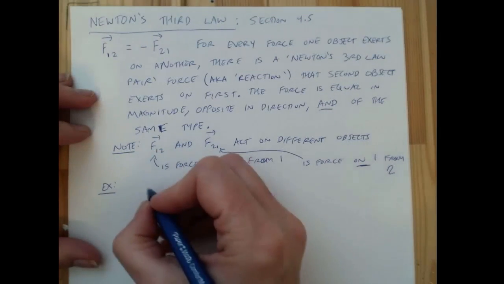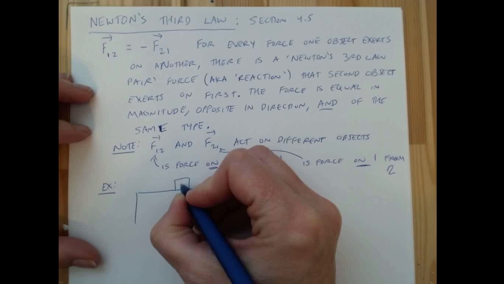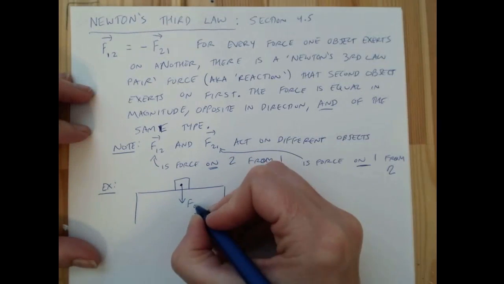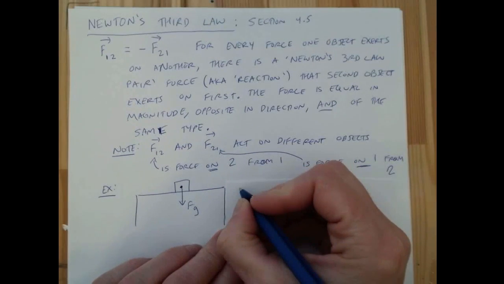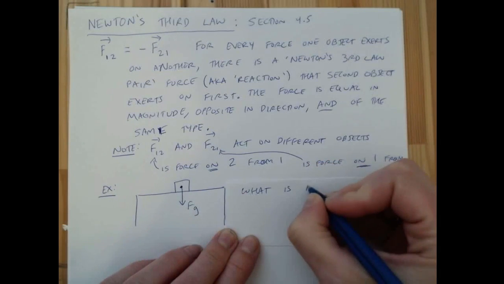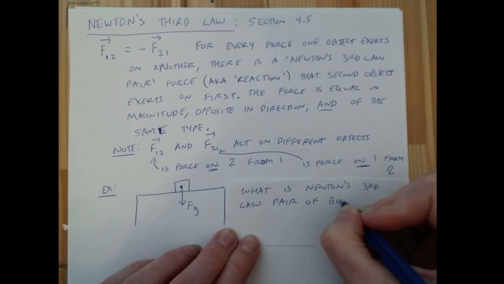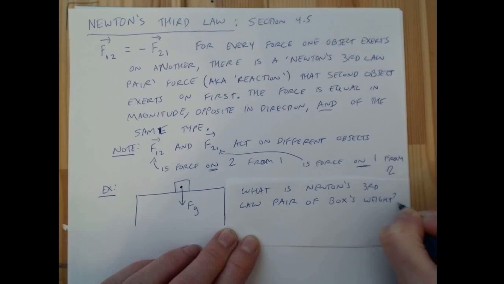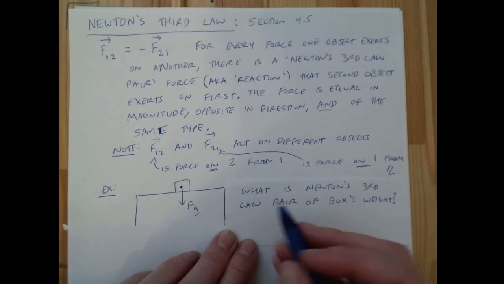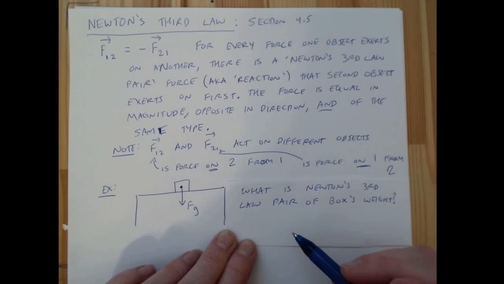A very common example that addresses common misconceptions is that if you have a box sitting on a table, well, it has a force of gravity acting on it. We discussed the force of gravity last class. So a question could be, what is the Newton's third law pair of the box's weight, that is the box's force of gravity? Well, the answer to this is not the normal force from the table. It's a very common answer that's given. Those are equal and opposite forces in this situation, but they are not related through Newton's third law.